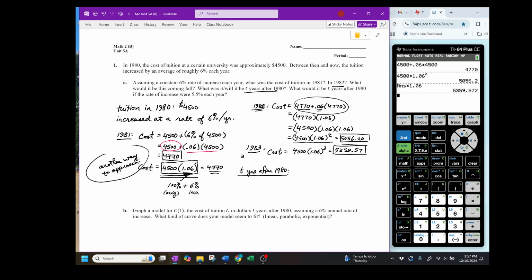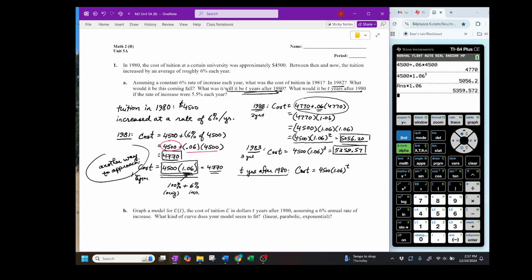Well, this was 3 years after. This was 2 years after. This was 1 year after. Okay, so 2 years after 1980, the cost of tuition is going to be that initial amount times the 106%. However many times you have to keep multiplying by 106%. So in this case, it'll be t times. So we're going to raise this to the tth power. Okay, so that's the answer to the first one, 2 years after 1980.